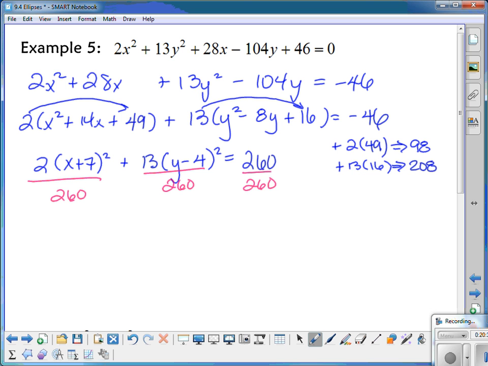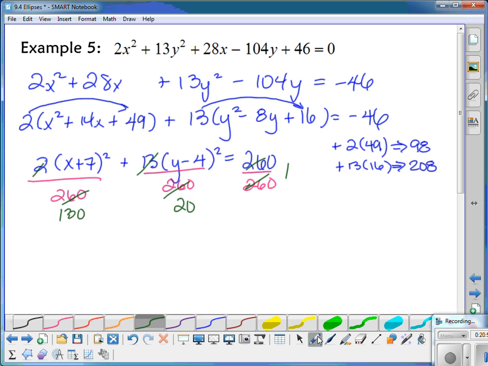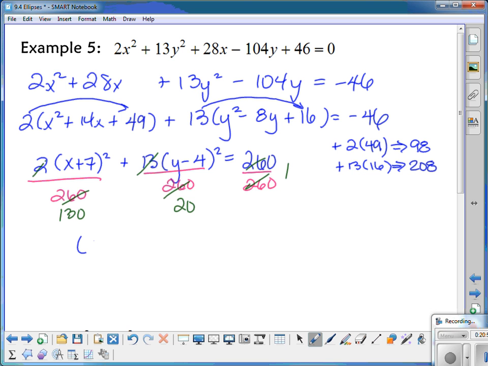And then it's just a matter of reducing the fractions. So 2 goes into 260 130 times. 13 goes into 260 20 times. And then, of course, that becomes 1. So my final answer would be x plus 7 squared over 130 plus y minus 4 squared over 20 equals 1.